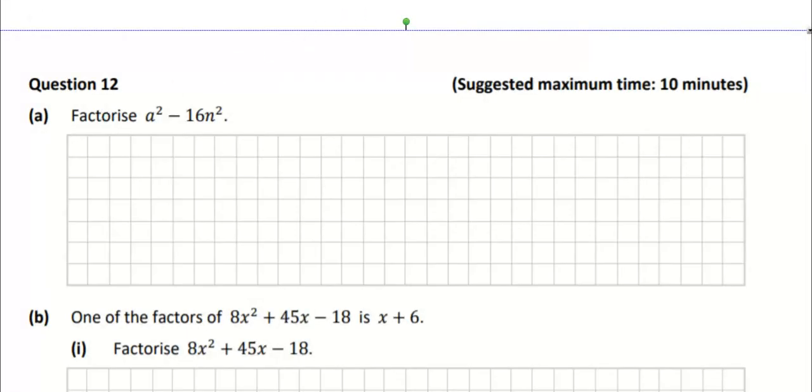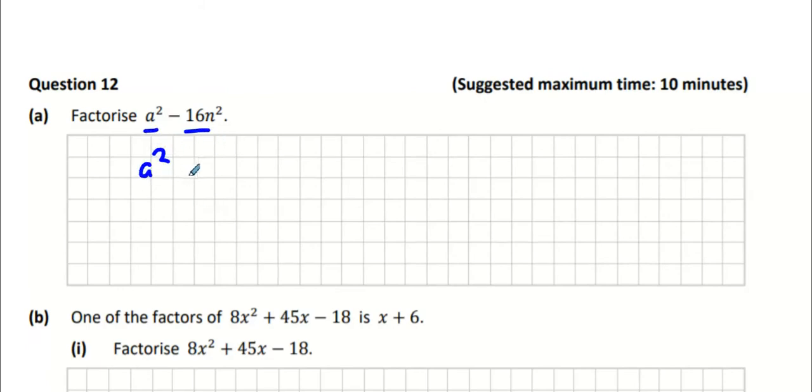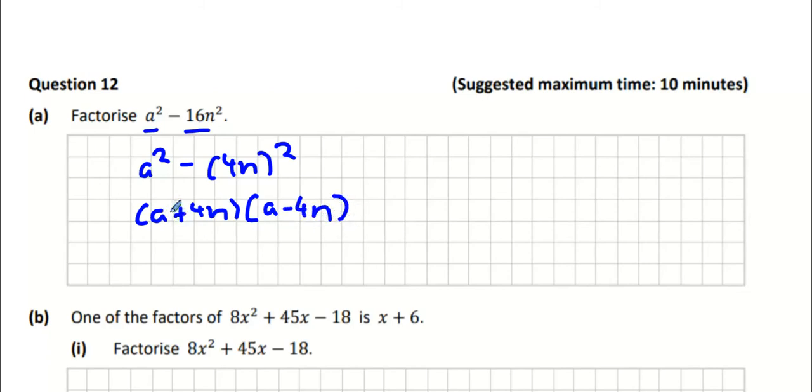Factorize the following. Well, we can see that there's square numbers involved here. So it's going to be a squared minus 4n squared. And then we're going to have a plus 4n bracket a minus 4n. Now if you aren't sure about this answer, just multiply it back out. You can check your answer: a by 4n, 4na, and then 4n by 4n. And you'll see it turns out to be the same thing.